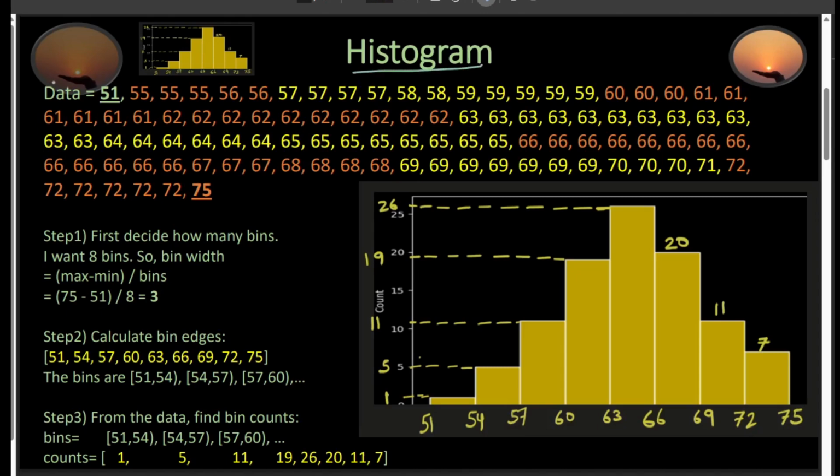Now I'm going to plot this histogram. This is my data right here, and I'm going to plot the histogram. My histogram will look like this. This is my final result. Step one: first you decide how many bins you want. In this case, let's say I decide to have 8 bins.